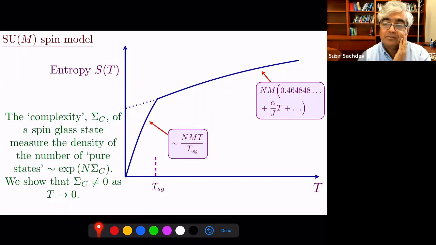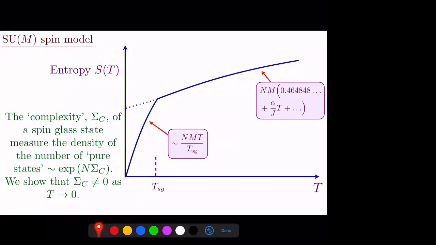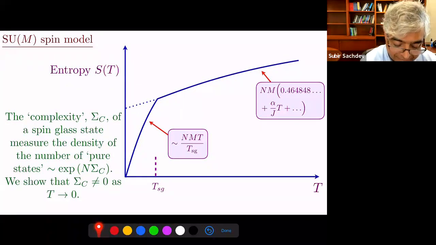Yes, yeah, correct. And that's governed by this entropy here. Right. But then in the spin glass phase, what's the distinction? I'm not sure if I completely got it. Okay, let me try.